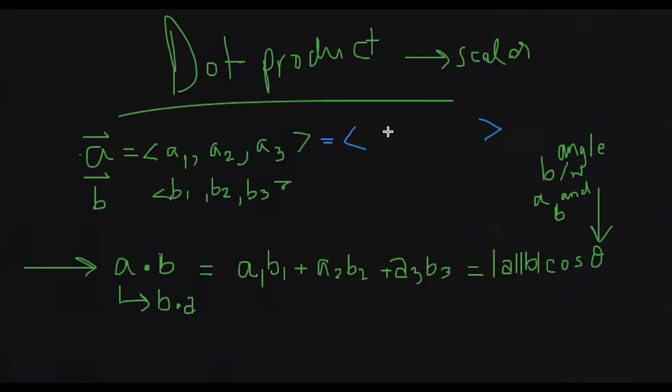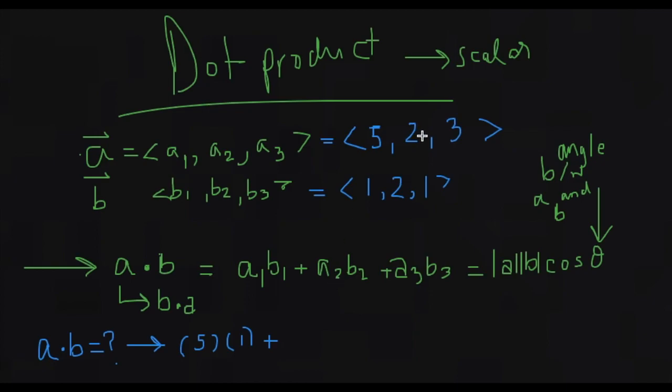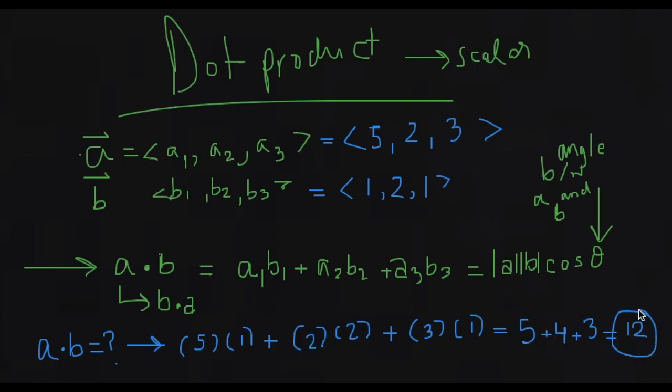So let's say I have vector a and vector b. In order to find a dot b, I need to multiply a1, which is 5, times b1, which is 1, plus a2 b2, so a2 is 2 and b2 is 2, plus a3 times b3, which is 3 times 1. Because I don't know the angle between these two vectors, I wouldn't be able to use this definition. So adding all these together, the answer to our dot product is 12, and note that it's a scalar with no direction.